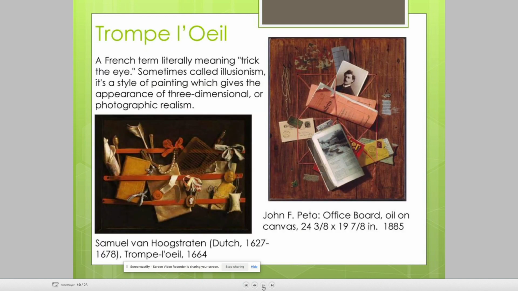All right. Then we got into a very cool one, one of my favorites, trompe l'oeil, which means trick the eye. And I'm probably not saying that right, Mercer? Sometimes called illusionism. It's a style of painting which gives the appearance of three-dimensional or photographic realism. The Boston Museum downtown has some of the best photorealism. I absolutely love it. They have some Peto, and he's one of my favorites. But again, just a different way you can do still lifes. You don't just have to put stuff on a table.